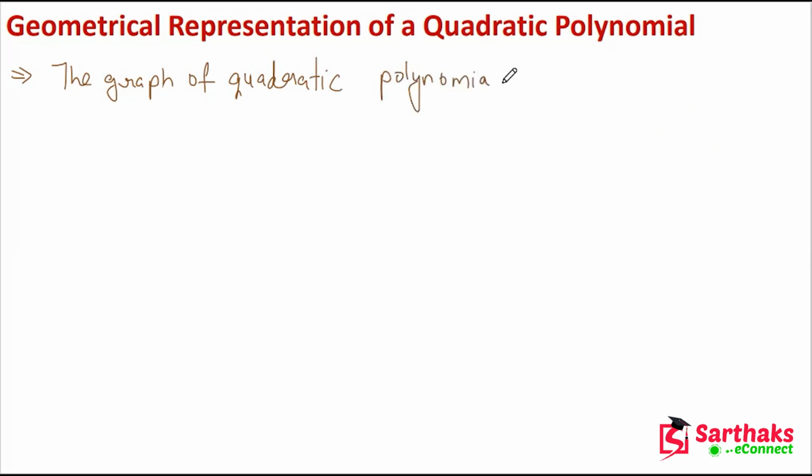So now the geometrical representation of a quadratic polynomial. The graph of a quadratic polynomial is a parabola. Okay, so the graph of the quadratic polynomial is what? A parabola.